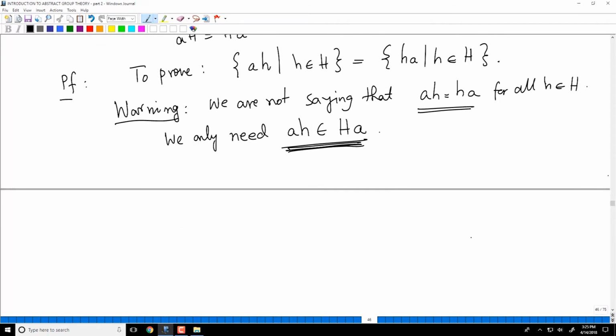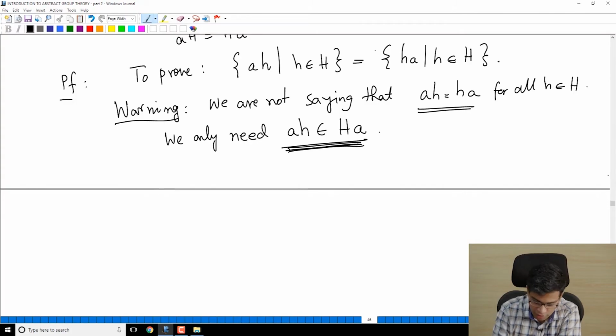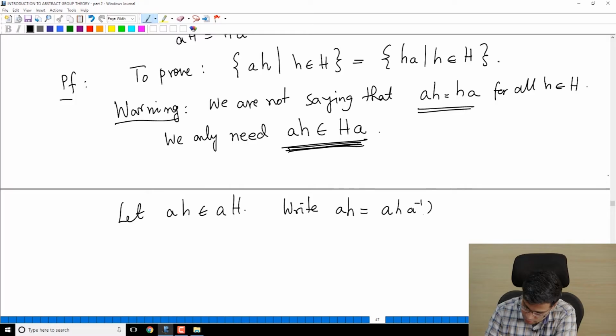So now let's prove these two sets are equal. How do you in general prove two sets are equal? You want to show that the first is a subset of the second and the second is a subset of the first. So to prove this equality, choose or let ah be in aH. Okay. So if ah is in aH, let's rewrite this like this, right? ah is equal to a h a inverse a. We can write it like this, right? Because by associativity, a inverse and a can be first multiplied and that is identity and you have ah.